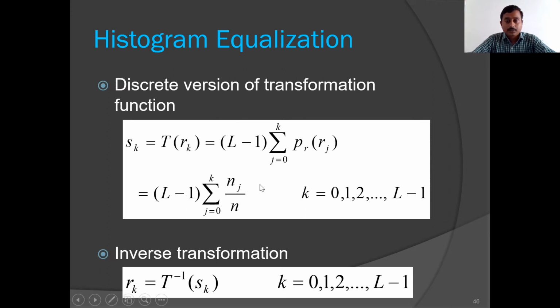So here we are using the normalized value of the histogram. And this transformation function is perfectly reversible. So we have the inverse transformation function also. This is the general expression of the inverse transformation.